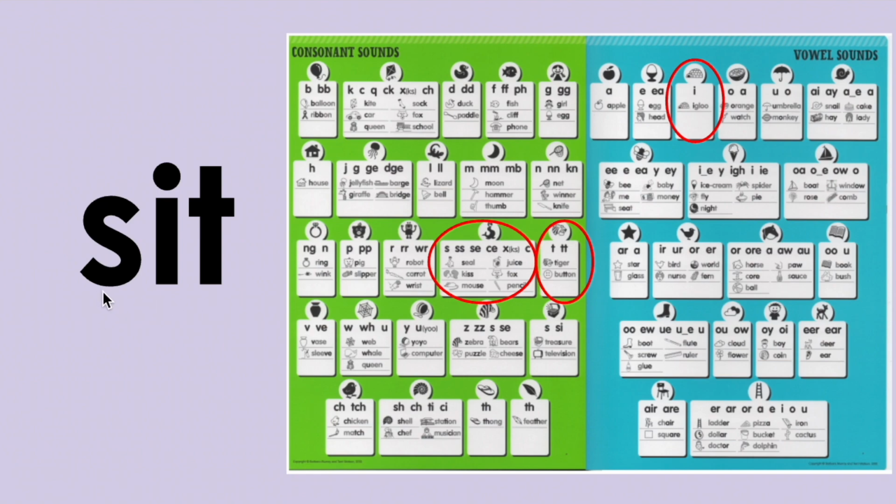So here we can see s, i, t, that is segmenting. And with blending, the teacher may ask them to put some pretend chewing gum in their mouth and push the sounds together to form the word. So s, i, sit, sit, sit, until they're able to discover what the unknown word is.